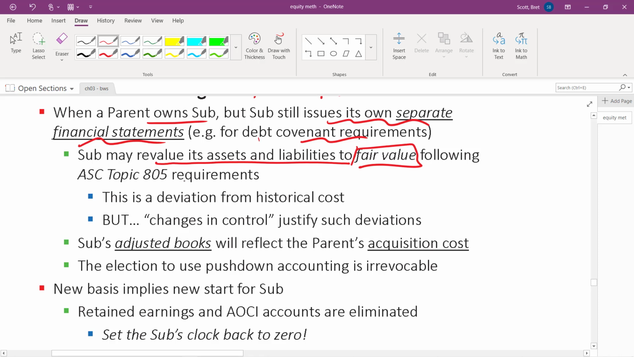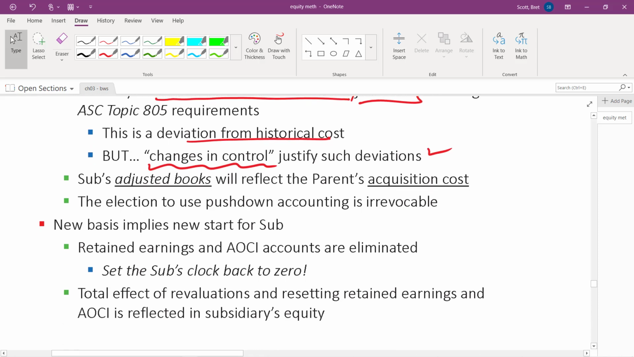That's a regulation. It seems like this is a deviation from historical cost, but realize that changes in control are justification for such deviations. This is a major change. The entire ownership of DMC is now in the hands of another corporation, right? That's a major change in control. So what does this subsidiary do? It adjusts all the book values to reflect the acquisition cost, the fair value. It's kind of nice because it helps Beerbo cut down on all the BS when it does all the consolidation journal entries.